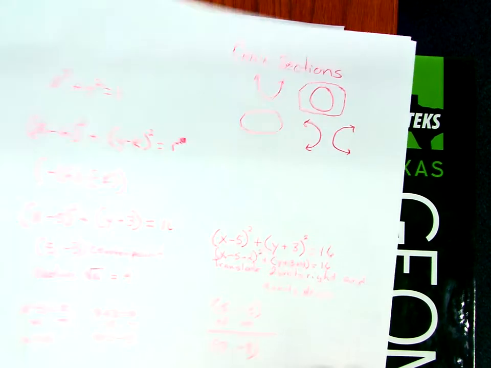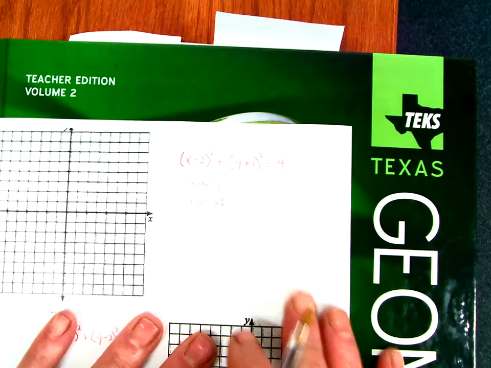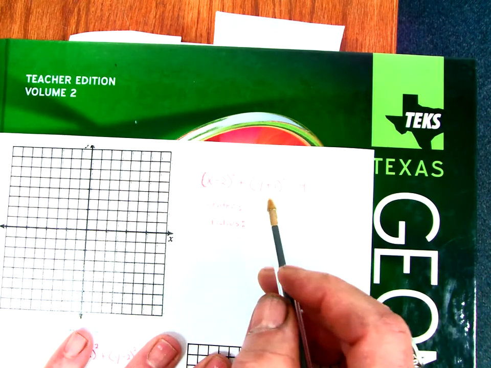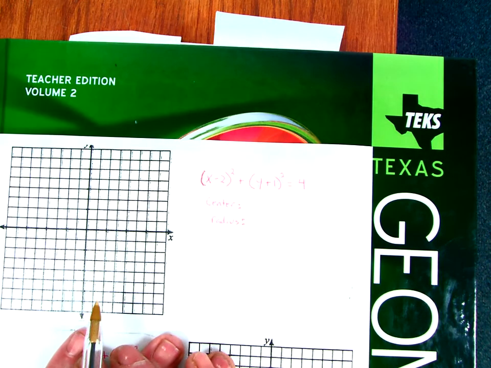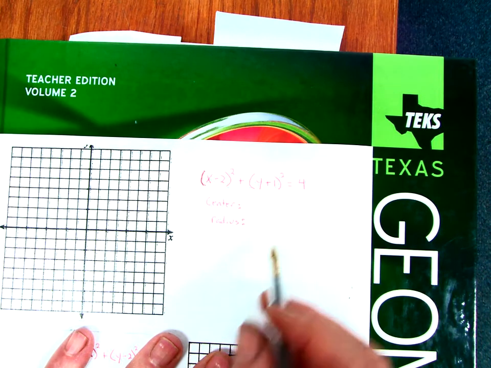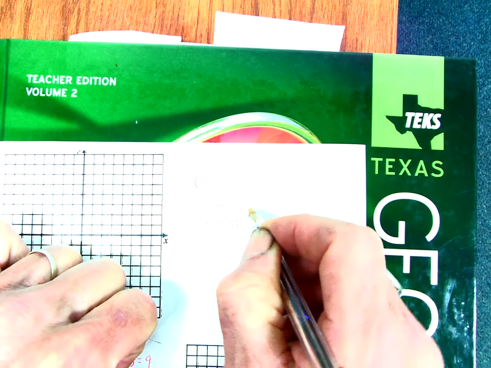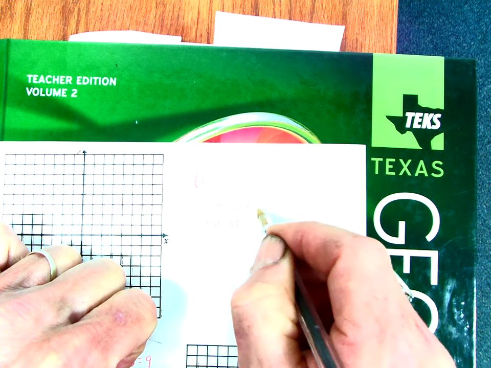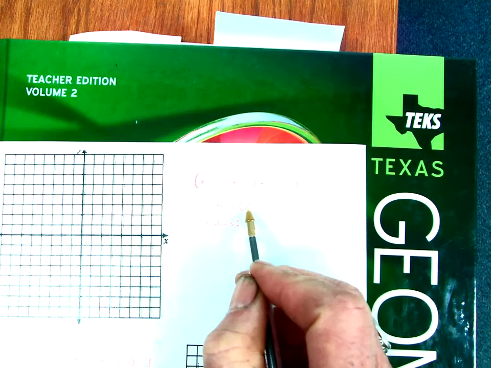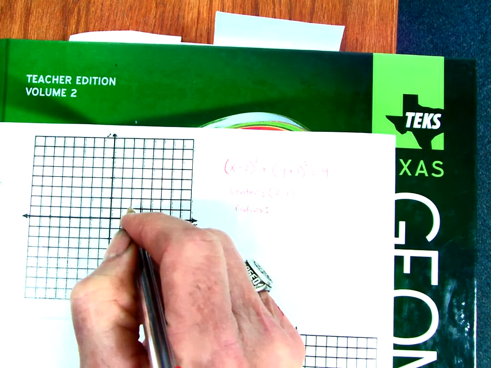All right, now graphing circles. So I have this equation written out, and I need to graph it. So first I need a center point. My center point is going to be the opposite of that, so 2, and the opposite of that, 1. So my center point is the point 2, 1. Go over 2, up 1.